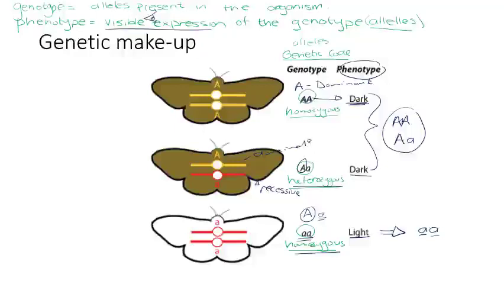Again, your genotype is showing you what alleles are present in the organism. Your phenotype is your visible expression. Just because your visible expression, in this case, is the same, it doesn't mean it has the same genotype. But we can assume that because there is a dominant allele and it masks the recessive, if we see a light-colored moth, we can then assume that it is homozygous recessive. Recessive in this instance. Okay.